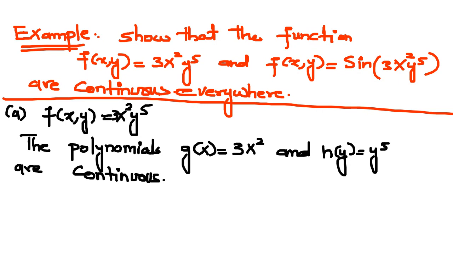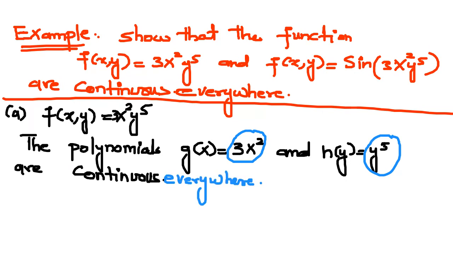Now if I ask you to see this one, that 3x square, is this a polynomial function? Yes, this is a polynomial function. Y power 5 is a polynomial function. Yes, they are polynomial functions. So that's why I say that if I take the separate functions, they are continuous. They are all continuous everywhere.